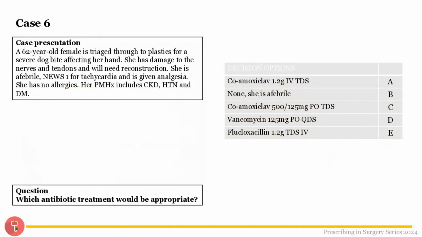Moving on, so this is case 6. We've got a 62-year-old lady who is triaged through to plastics for a severe dog bite affecting her hand. So she's got damage to the nerves and the tendons, and it will need reconstruction. She is afebrile, and has a NEWS of 1 for tachycardia, and she's been given some analgesia. She's got no allergies, and she's previously got some CKD, hypertension and diabetes. Which antibiotic treatment would you give to her?